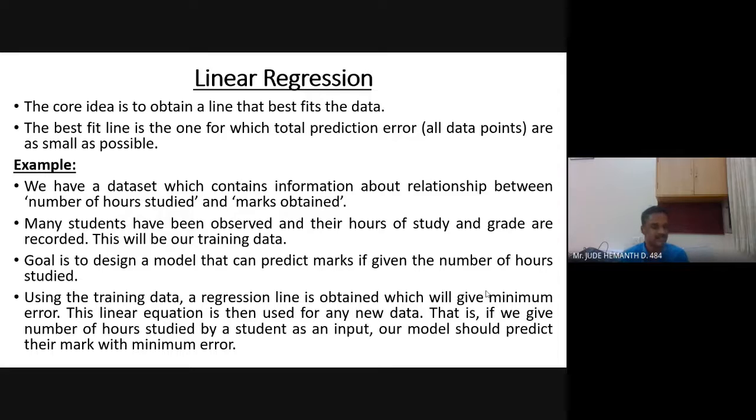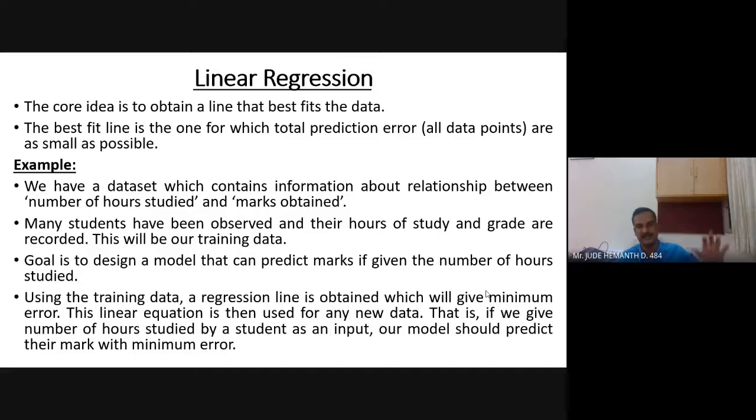Remember, we are studying about linear regression. So I will be talking only about a line. If it is non-linear or anything, some other shape may be there. A regression line is obtained, which will give minimum error. That means when I go for testing, I should get a correct answer. I cannot have random answer when I go for testing.